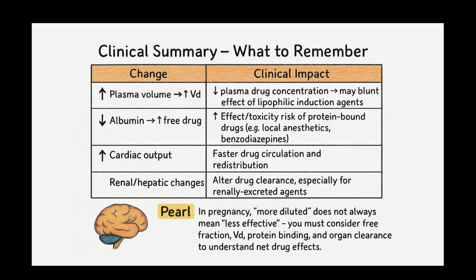So we can summarize that there is an increase in the plasma and an increase of volume of distribution. So there is a decrease in plasma drug concentration, which may blunt the effect of lipophilic induction agents. The reduction of albumin will lead to increased free drugs, and that enhances the effect and toxicity risk for protein-bound drugs like local anesthetics and benzodiazepines. Cardiac output increase enhances drug effect due to fast circulation. And renal and hepatic change alter drug clearance, especially for renally excreted agents.